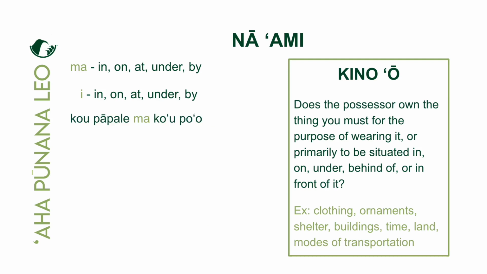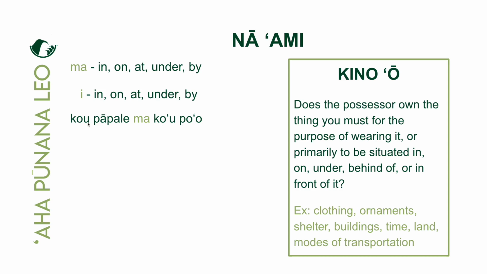Now we're going to use kou pāpale ma ko'u po'o. Okay, so now we have two usages of kino o. Kou pāpale, ko'u po'o. Ko'u po'o, body part. We just talked about that with vāwai. Kino o, clear. Pāpale.